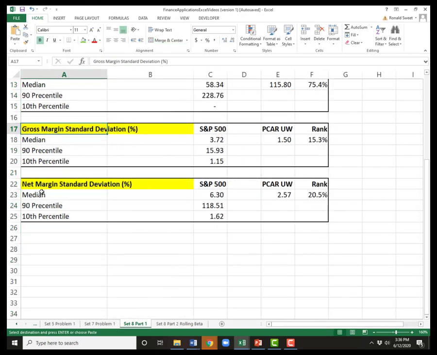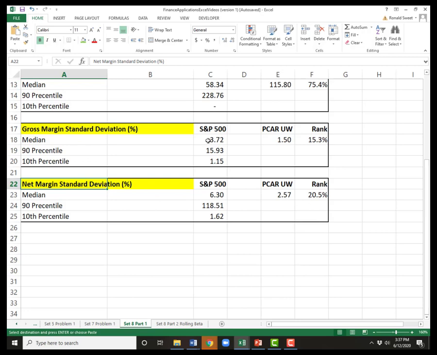This right here and this right here, these are not their gross margins. Paccar's gross margin is not 1.5%, and their net margin is not 2.57%. Remember from the first paper you did for the class, we were looking at gross and net margins. Obviously, gross margins should be much, much higher than net margin. A 1.5% gross margin would be terrible. This is actually the standard deviation of their gross margins, the standard deviation of their net margin.